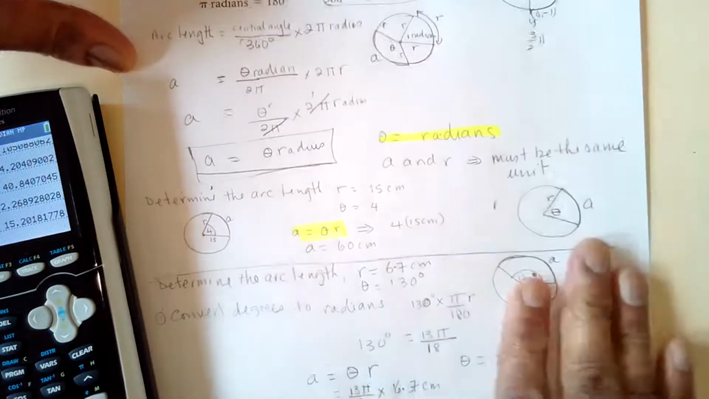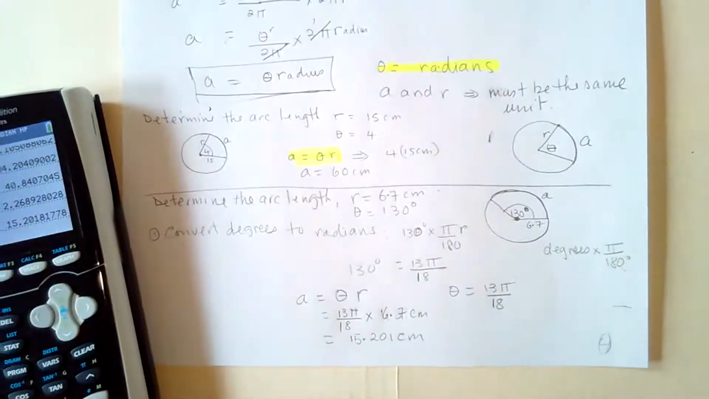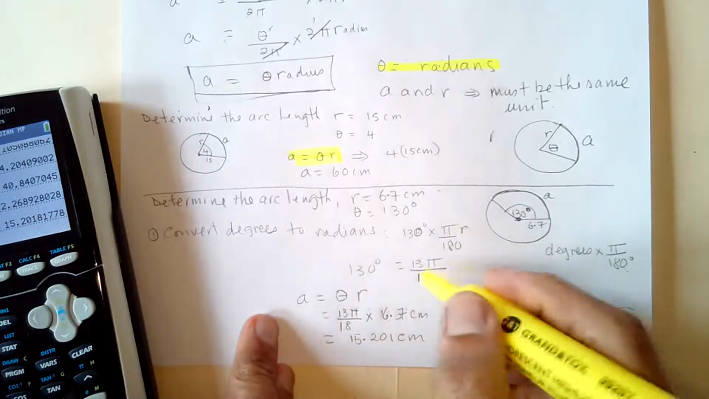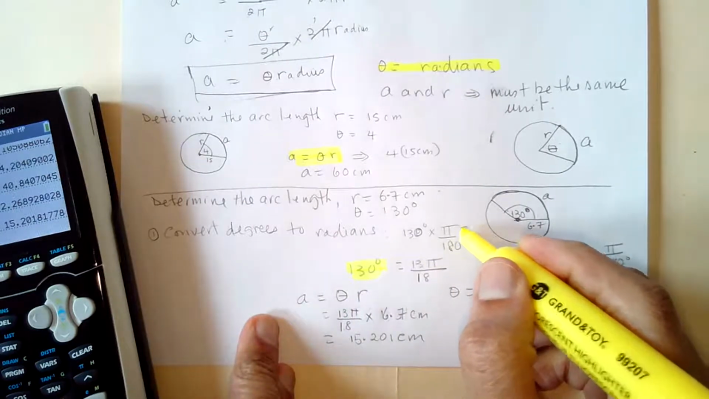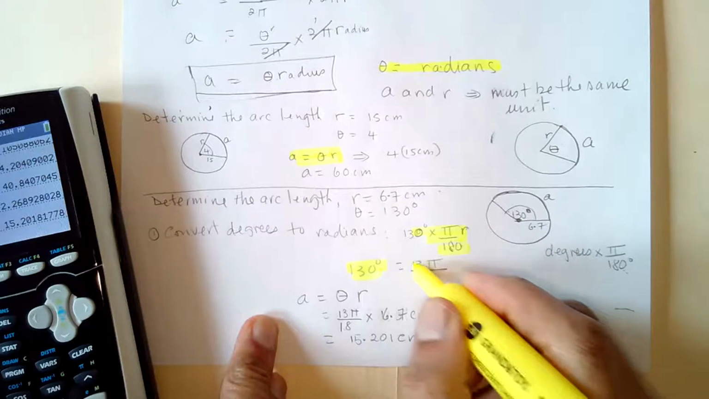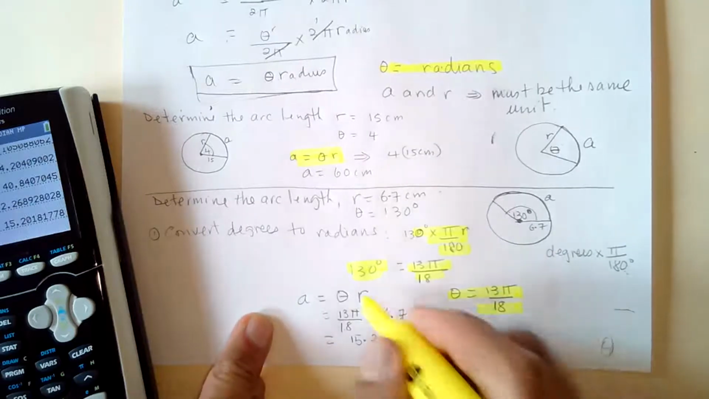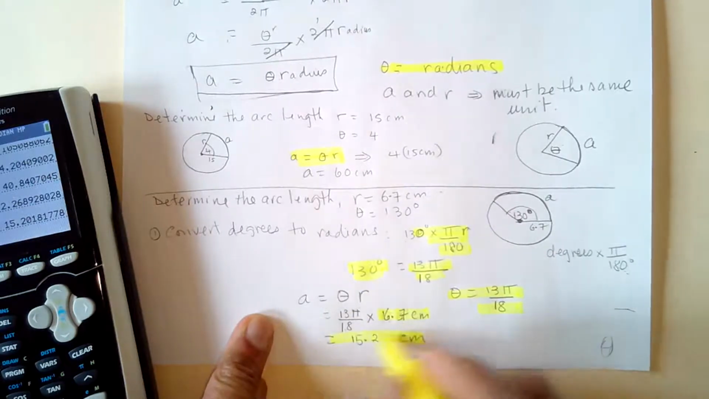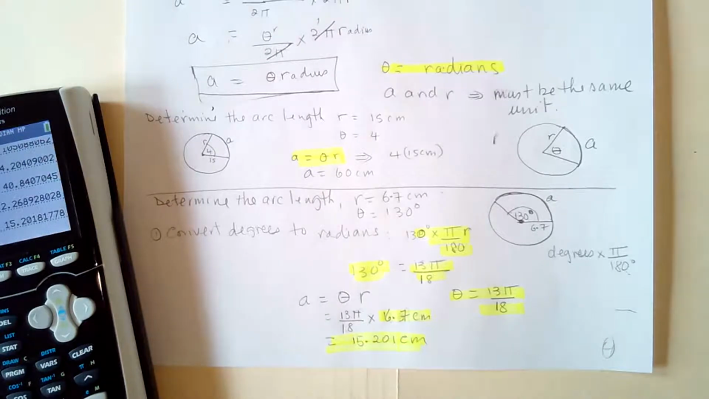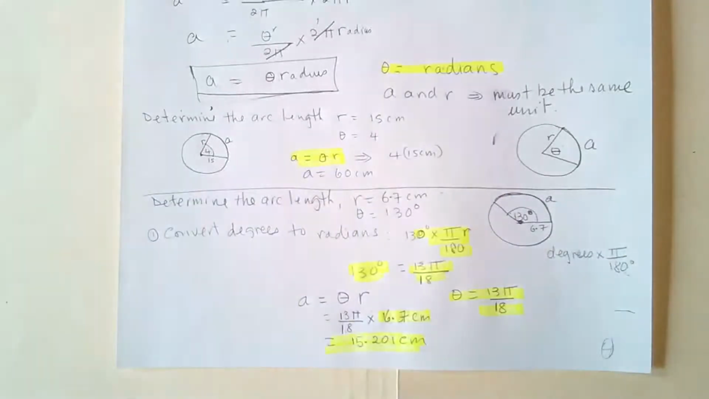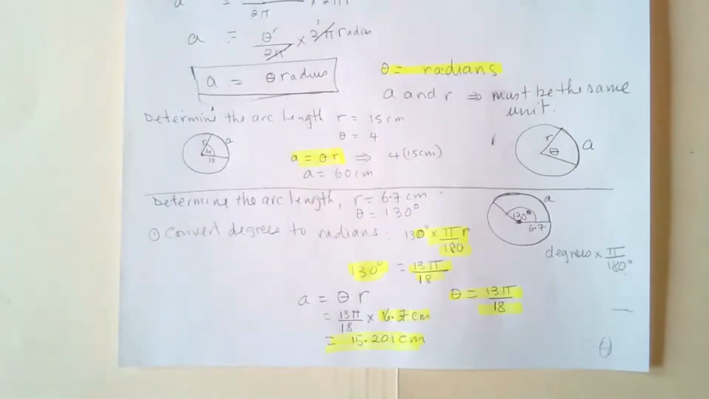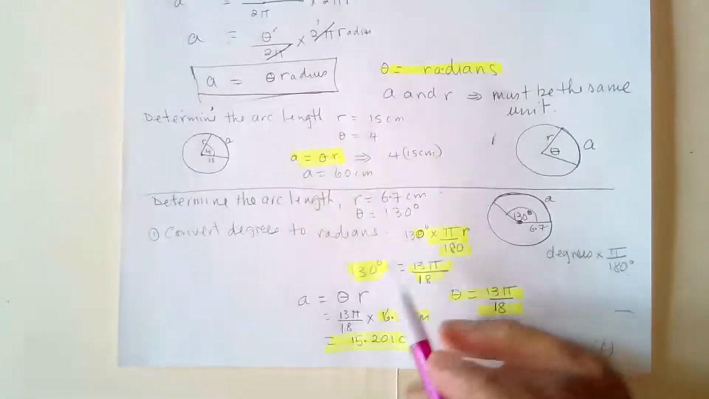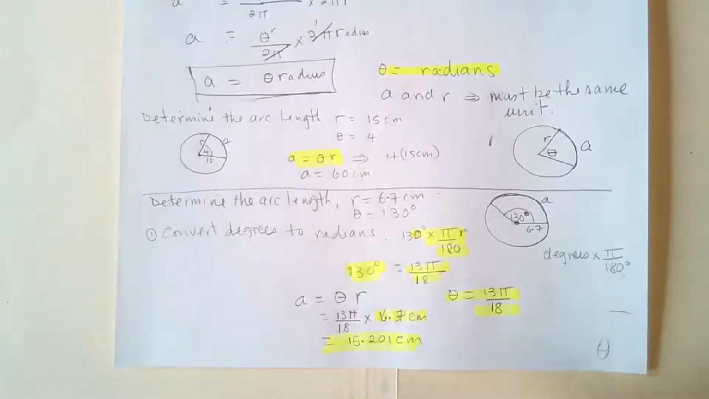Centimeters. It's 130 degrees. And final answer. So one of the features of using A equals theta r is that you need your angle to be in radians.